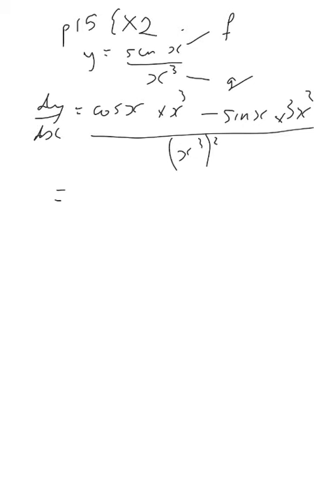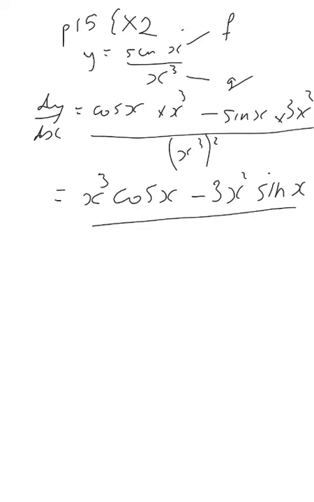Tidying up the terms, we can write x cubed before cos x, that's the normal order. Polynomial first, then trig function. X cubed cos x, subtract 3x squared sin x, all divided by x cubed squared. Remember rules of indices, x cubed times x cubed is x to the power of 6.